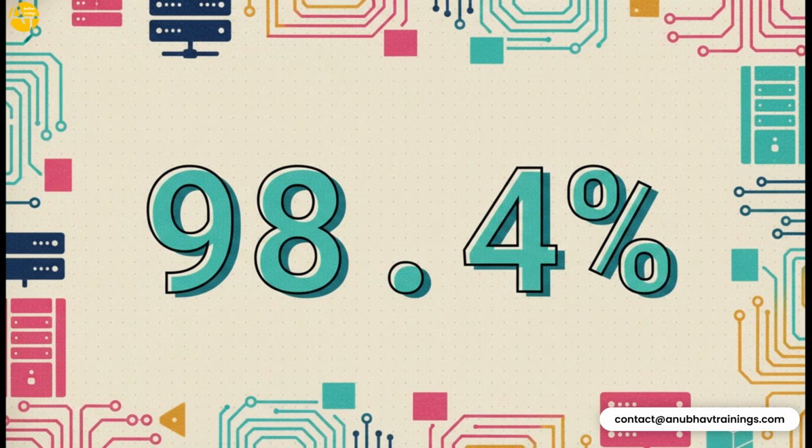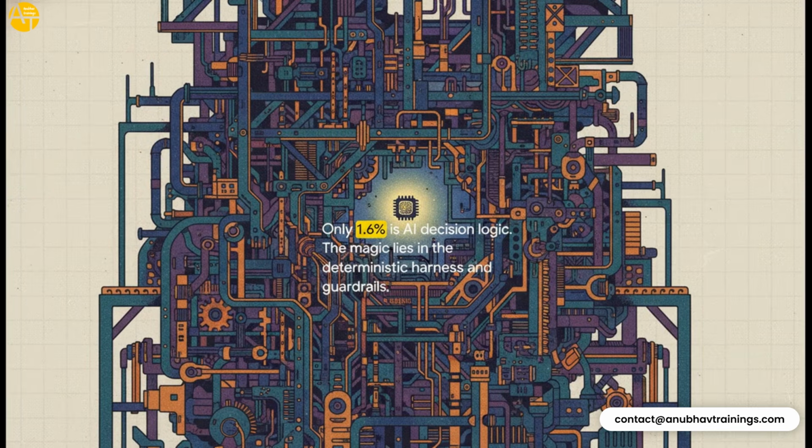Now, get ready for this number because it blew my mind. 98.4%. According to the researchers who analyzed the source code, this massive percentage of the Claude Code codebase is entirely dedicated to operational infrastructure, not AI reasoning. Yeah, that means only 1.6% is actual AI decision logic. The real magic isn't just a massive neural network thinking super hard. It's the deterministic harness and the guardrails built all around it. As the analysis points out, these increasingly capable models actually benefit far more from a rich, deterministic operational environment than they do from some rigid decision scaffolding.